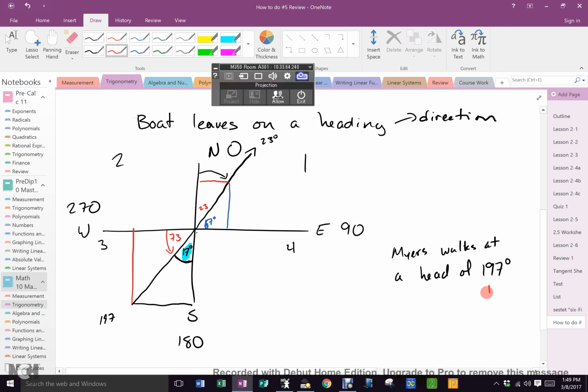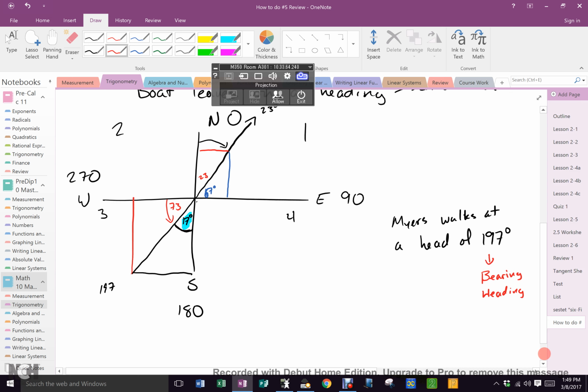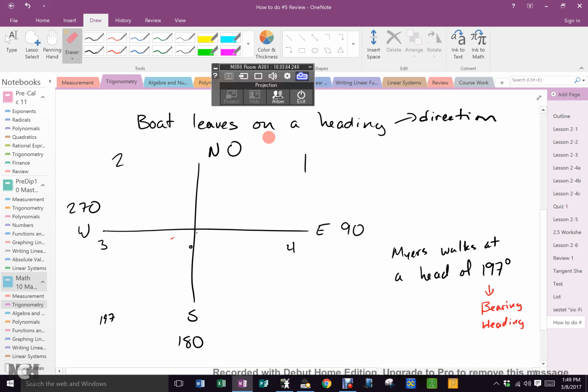Okay, this is what we call a bearing or a heading. But you can also walk in a direction. And I'm going to show you what I mean by that. And again, I don't want you guys writing this down. I want you just to think.